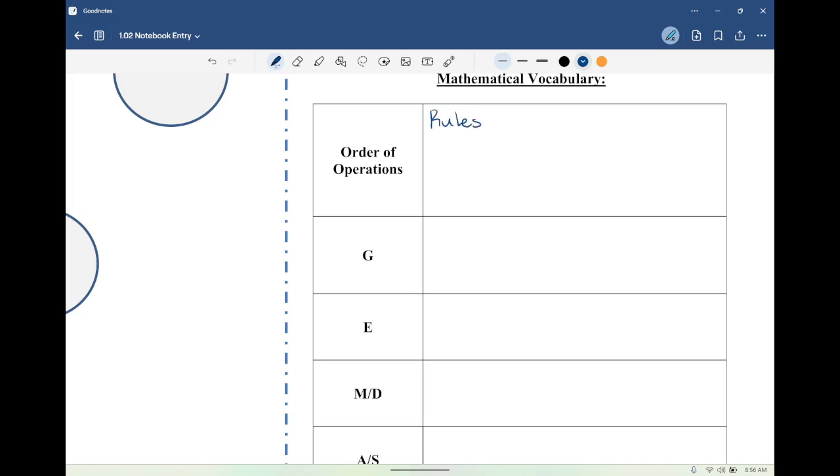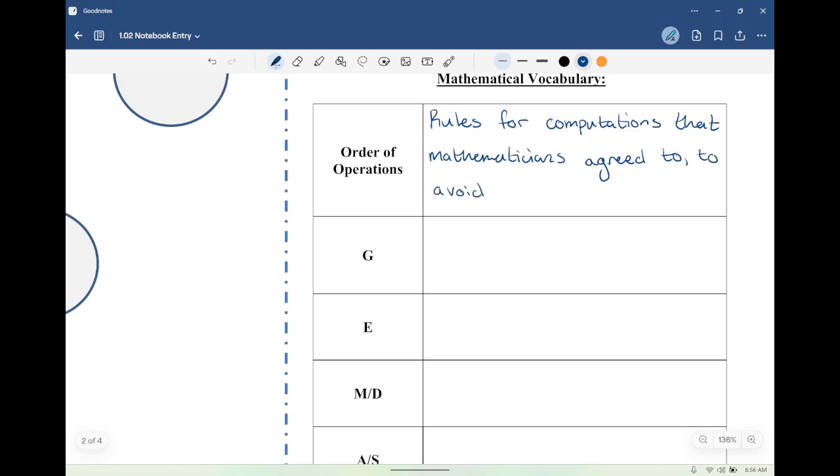rules for computations that mathematicians agreed to avoid errors. And so again, rules for computations that mathematicians agreed to avoid errors.